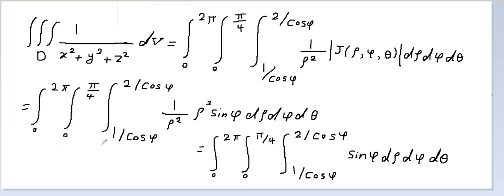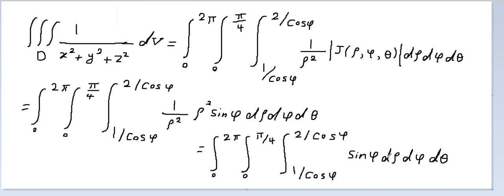Now look here. So we have the integral of 1 over rho squared, and this Jacobian is rho squared sine phi. As I said, this is always positive, so we don't need to put the absolute value and can remove it. So this is the Jacobian, d rho d phi d theta. Rho squared divided by rho squared is 1, so only the integral of sine phi d rho d phi d theta is left. Okay, so now first we are going to integrate with respect to rho, then with respect to phi, then with respect to theta.